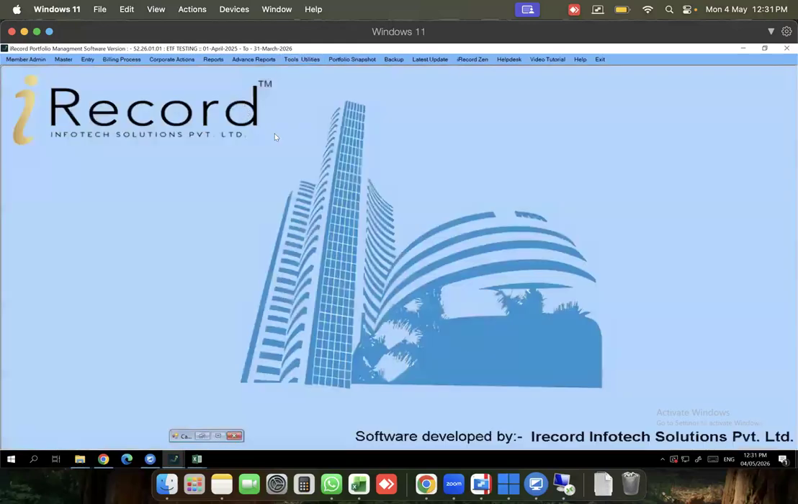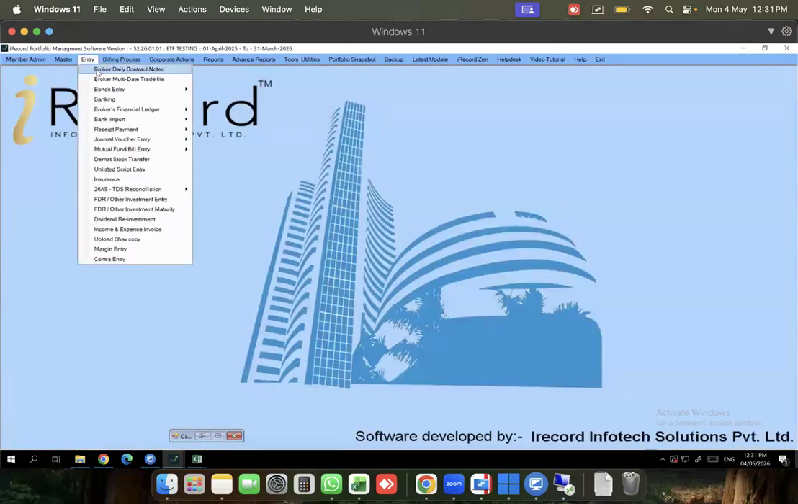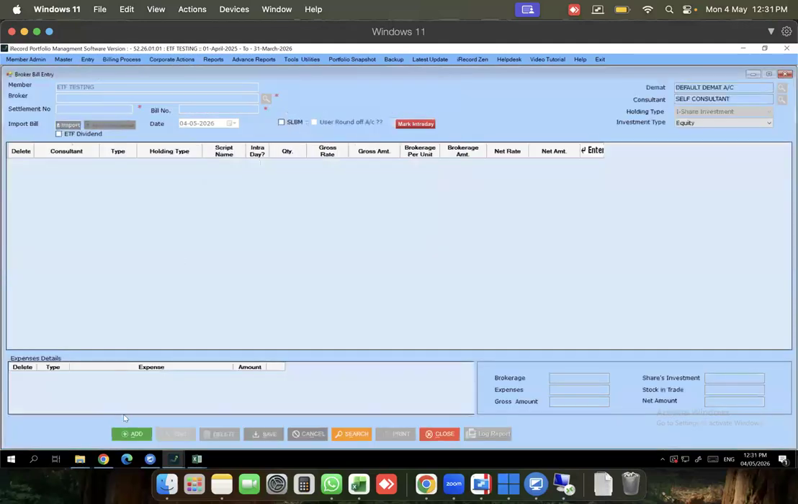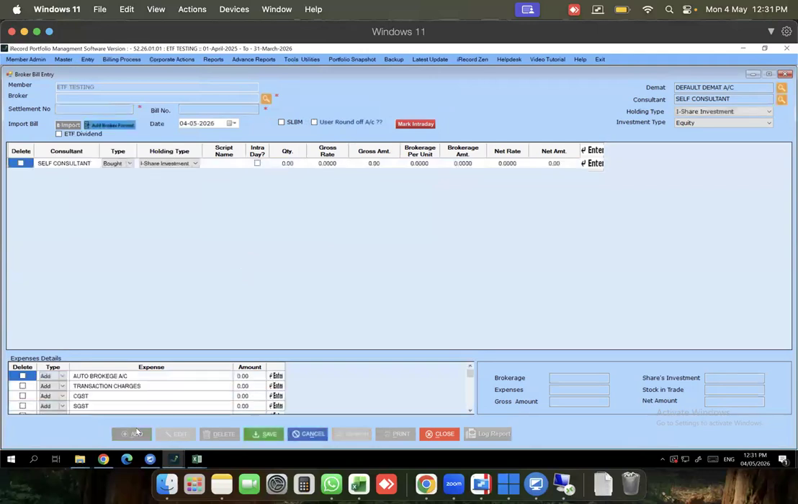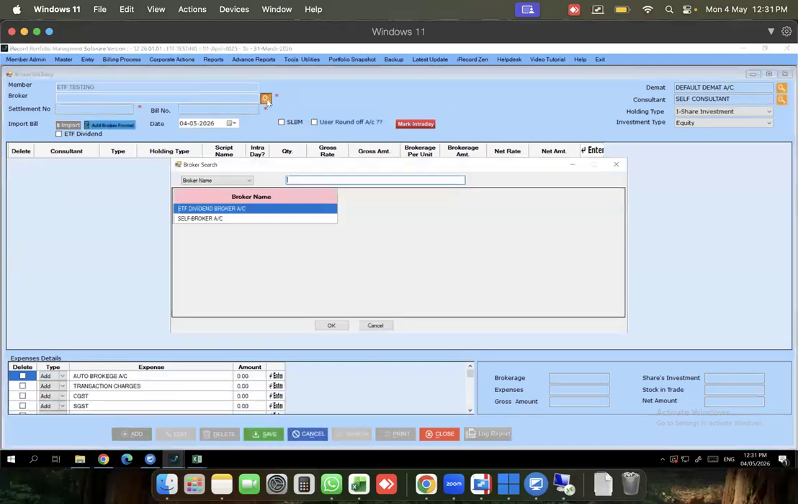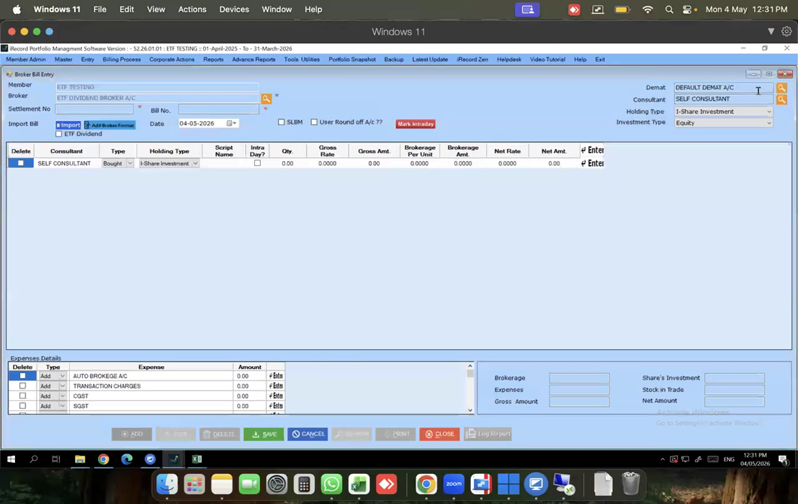Now, assuming that the investor received additional units for the dividend, we'll have to go to Entry, Brokers, Daily Contract Notes, click on Add, and from the Select Broker menu, we have to specifically click on the ETF dividend broker account. And in the demat account, please accurately map the same demat account where your underlying ETF holdings are, or where the additional dividend ETF units are credited to that DP account.